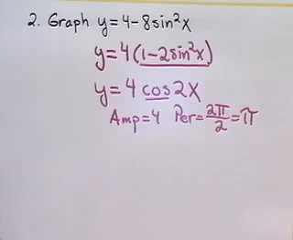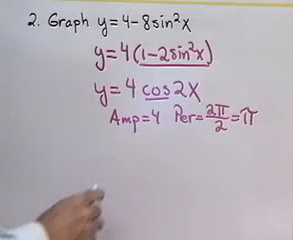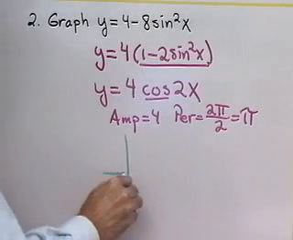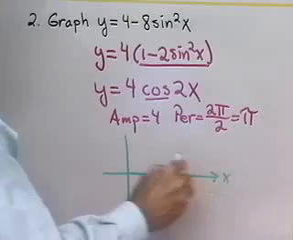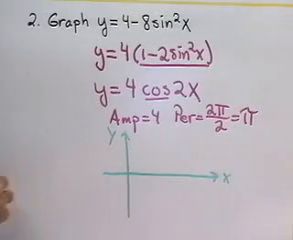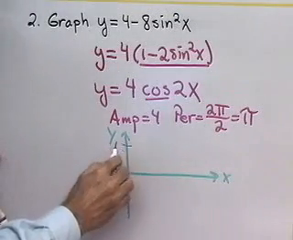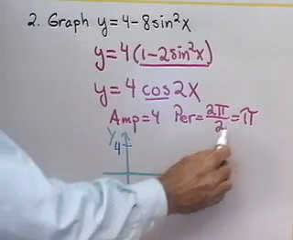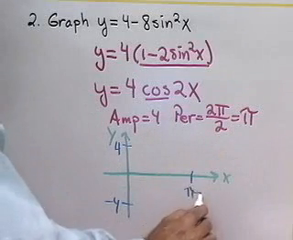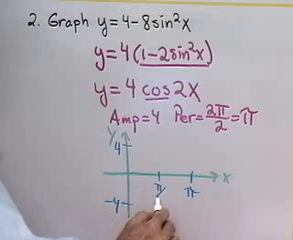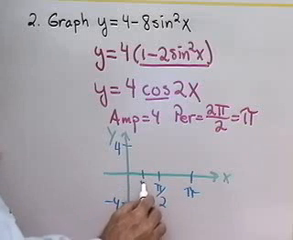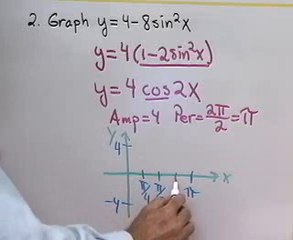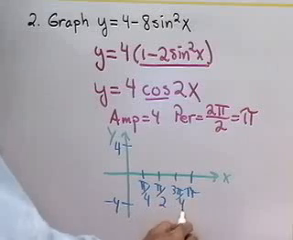So let's see if I can sketch the graph of that real quickly. I'll just draw a little coordinate system here. Here's x, here's y. I want an amplitude of 4, so I'll label this as 4 on the y-axis and this as negative 4. I want a period of pi, so let's go out to pi. Halfway will be pi over 2. Halfway there will be pi over 4, so this must be 3 pi over 4.